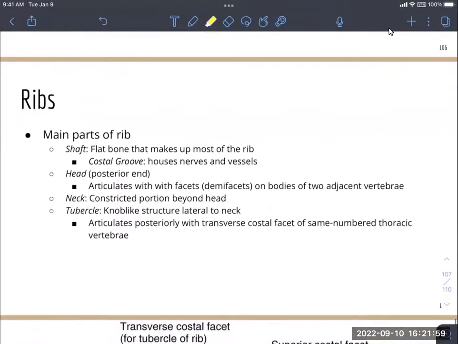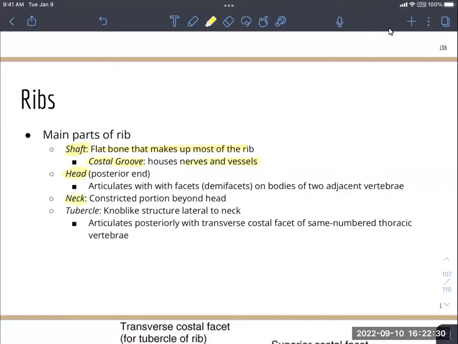So our ribs, just like every other bone in the body, have different parts to them. The shaft makes up most of the rib. It's the flat curvature part that wraps around. There's a groove on the inside of the ribs called the costal groove, and it has the nerves, arteries, and veins that wrap around and follow each rib. The head is what articulates with the body of each vertebra.